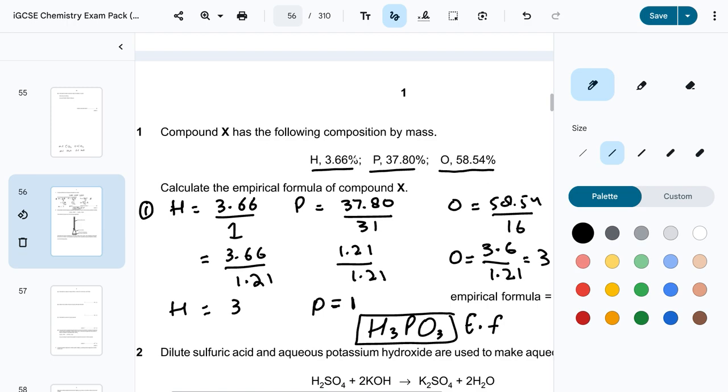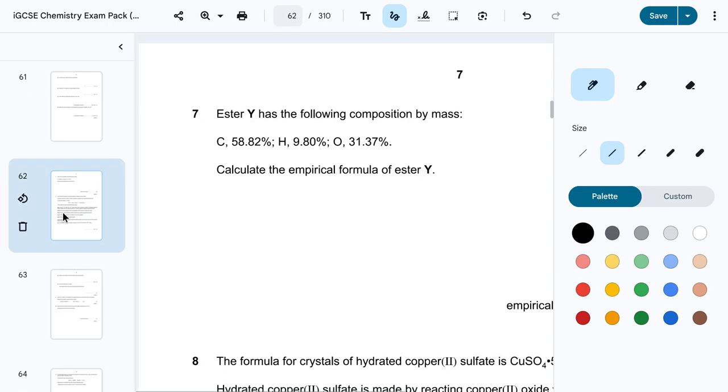This is the empirical formula of this question. So what I have done: first of all I had the percentages. I divided them by the atomic masses of hydrogen, phosphorus and oxygen, and after getting the values 3.66, 1.21, 3.6, I found 1.21 is the smallest, so I divided all three values by it. I got hydrogen 3, phosphorus 1 and oxygen 3, so the formula becomes H3PO3. Now let's move to the next question.